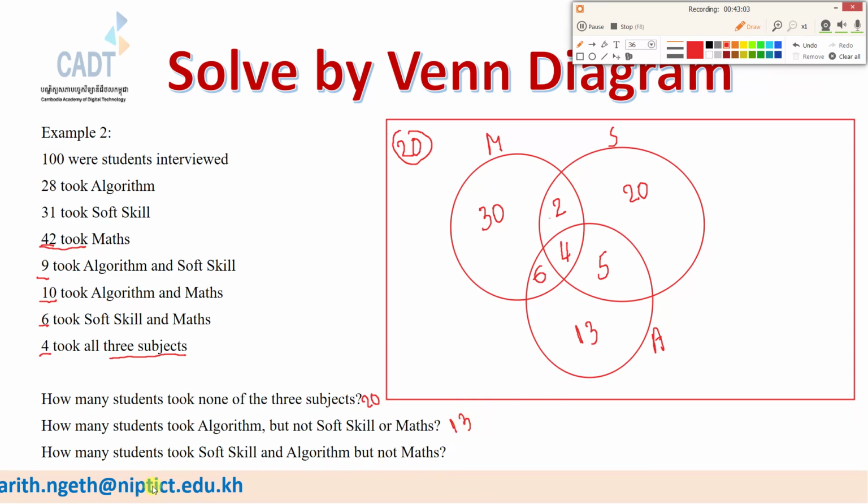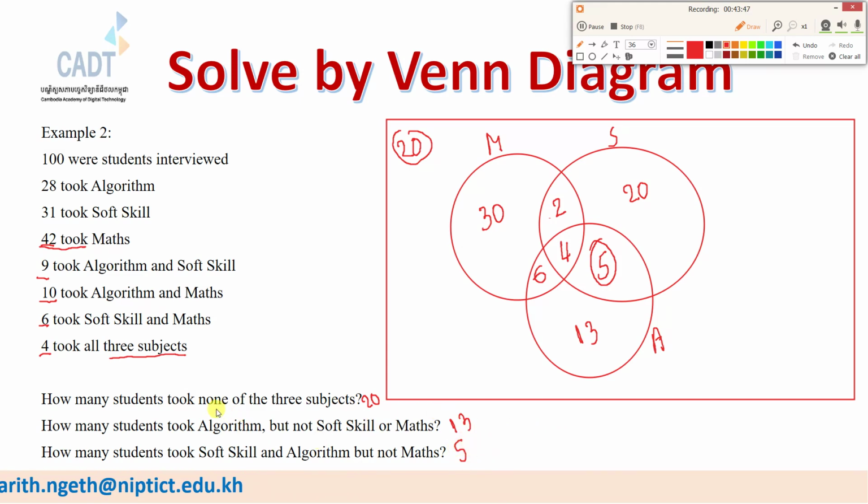And how many students took soft skill and algorithm but not math? Just only soft skill and algorithm, but not math. So this is only 5. Because when they take 9, algorithm and soft skill is 9, but in 9 it includes soft skill, algorithm and math. But we don't take students who choose math. So it is only 5.